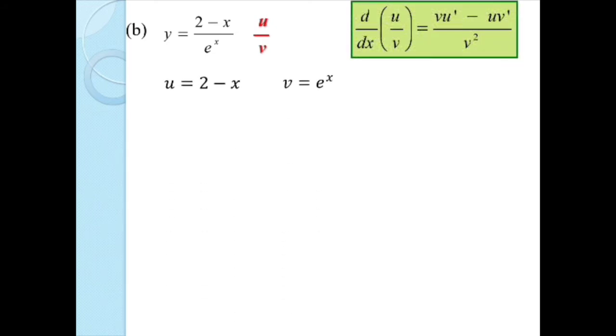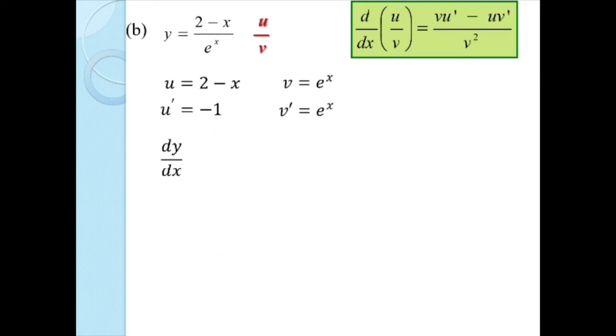Do we have x term on top and also below? Yes, on top there is x term and below there's also x term, and their operation is division. So this is where we have to use the quotient rule. Start by letting your u and v. Write u and v side by side. Next, differentiate your u and differentiate your v.